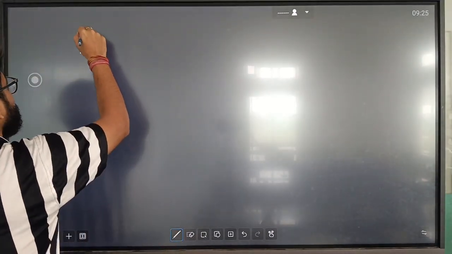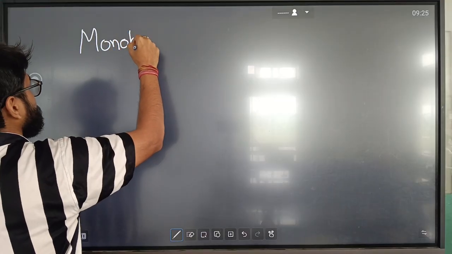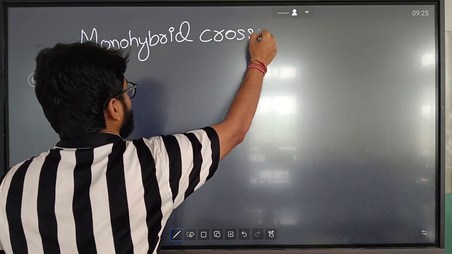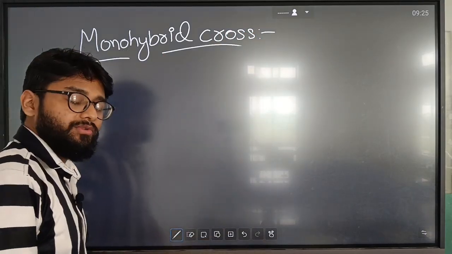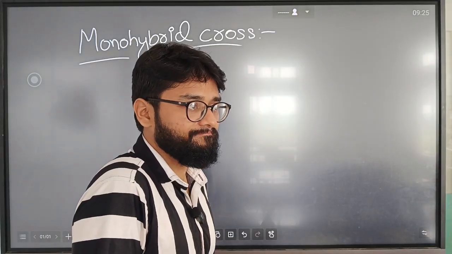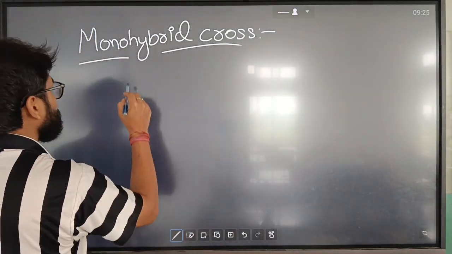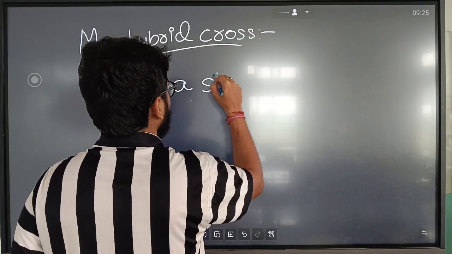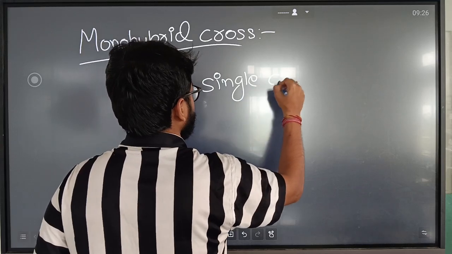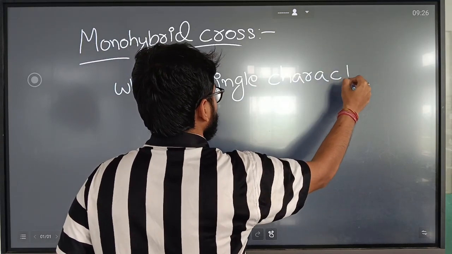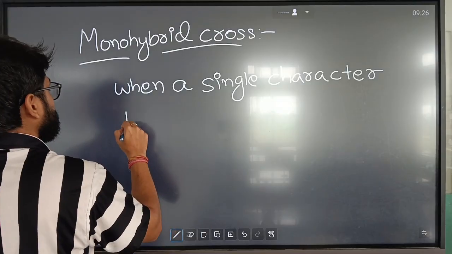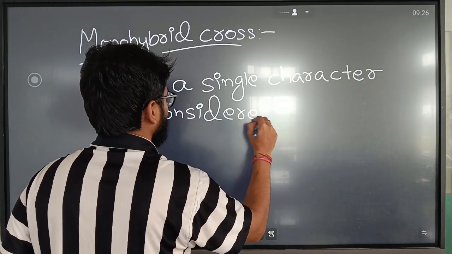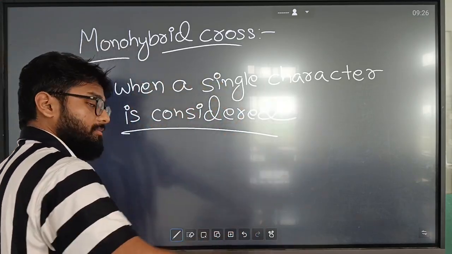what a monohybrid cross is. What do you think about having a monohybrid cross? A monohybrid cross is basically when we consider a single character. When a single character is considered, we call it a monohybrid cross.